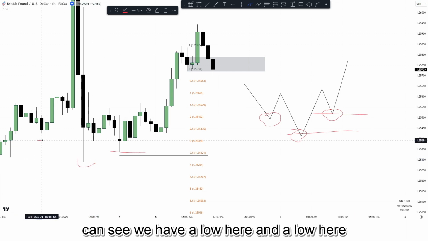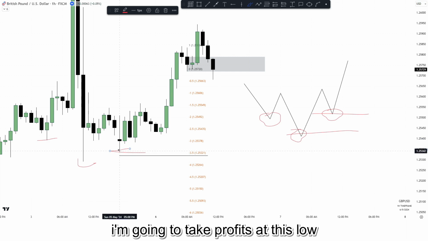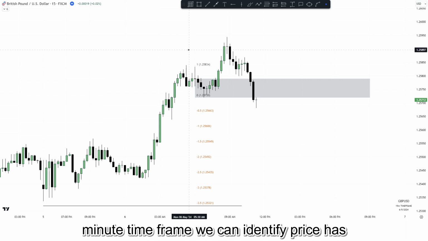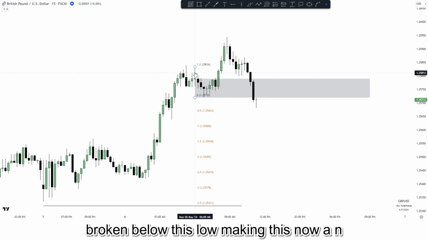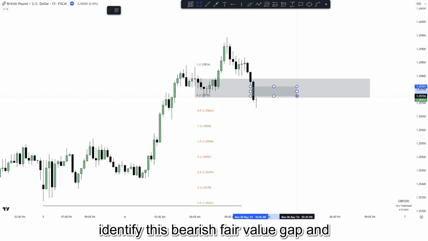As you can see, we have a low here and a low here. This makes this an intermediate term low. I'm going to take profits at this low instead of this one. Coming down to a 15-minute time frame, we can identify price has broken below this low, making this now a inversion order block, as well as we can identify this bearish fair value gap.